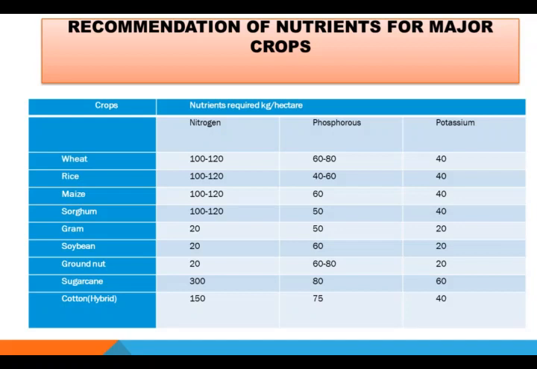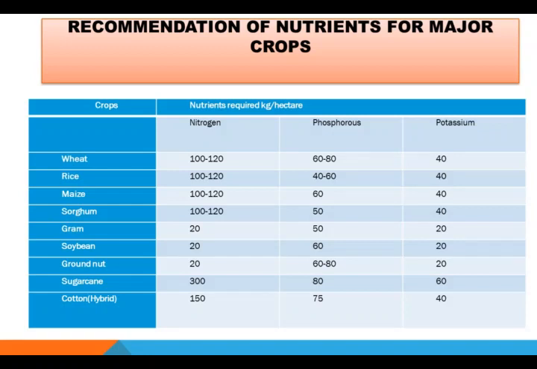In maize, nitrogen requirement is again 100 to 120 kg per hectare, while phosphorus requirement is 60 kg per hectare and potassium requirement is 40 kg per hectare. In sorghum, 100 to 120 kg of nitrogen per hectare is required, phosphorus 50 kg per hectare, and potassium 40 kg per hectare. In gram, 20 kg of nitrogen per hectare is required, 50 kg of phosphorus and 20 kg of potassium per hectare is required.